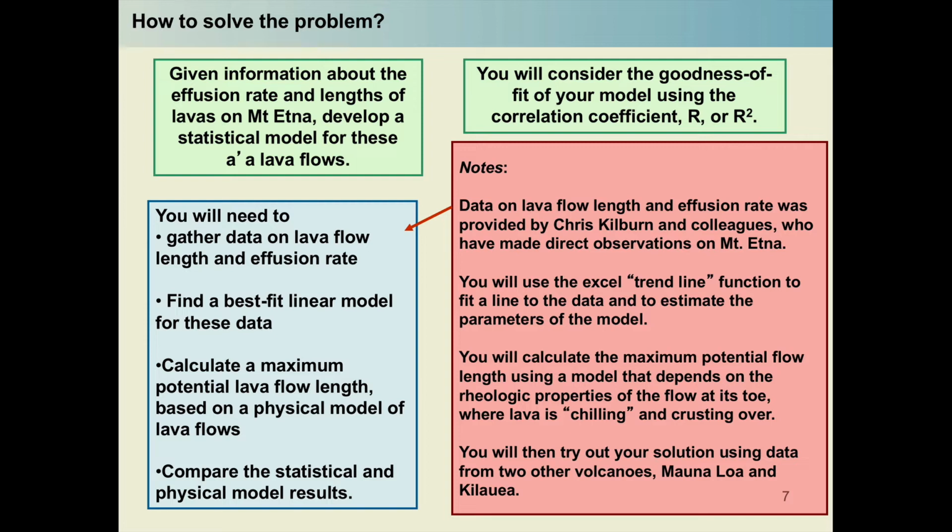Simply, you'll calculate maximum potential lava flow length based upon the Kilburn equation, which is a physical model of lava flows. And then you're going to compare some statistics and model results. And then I'm going to ask you to apply your knowledge for some simple hazard scenarios at Mount Etna and in Mauna Loa and Kilauea in Hawaii.